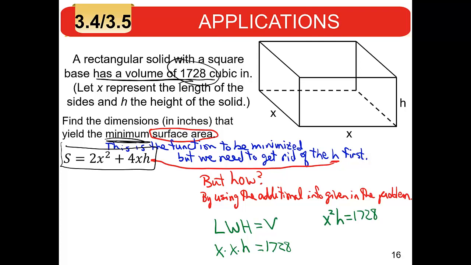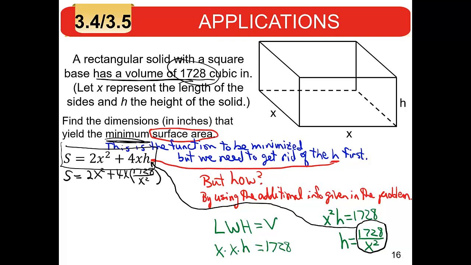I want to solve for h so I can get rid of the h in the other equation, so if I divide both sides by x squared, I find out that h is 1728 divided by x squared. And again, don't get lost in the weeds. Why did I do that? So that I could go back to the original function that I wanted to minimize and get rid of the h. So I plugged 1728 over x squared in place of h.